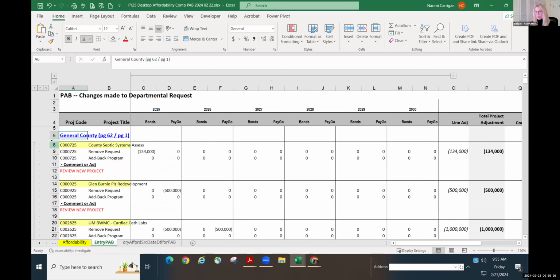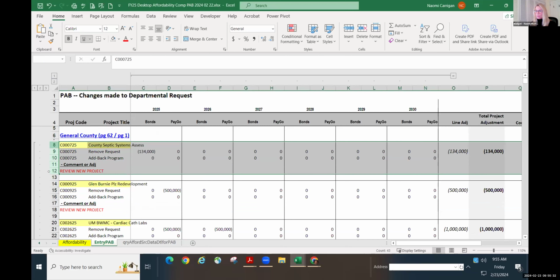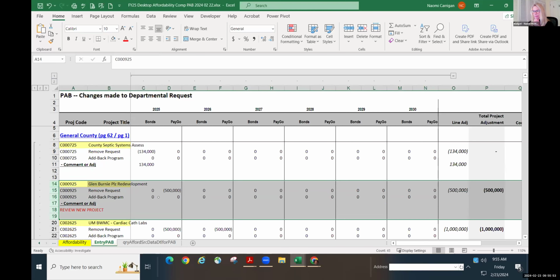Starting with a new capital project, this is from Central Services. It's County Septic Systems Assessment. They were looking for $134,000. I say fund it. I agree, keep it. Yep, they need to do something about septic. Not mess with that at all. Okay. Perfect.